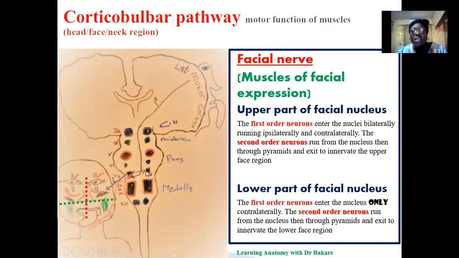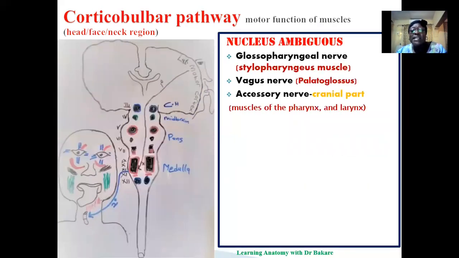Then the next one is the nucleus ambiguus. Nucleus ambiguus contains the nuclei of the glossopharyngeal, the vagus, and the accessory nerve. The way they run, the ones we've described, is also the way they run in the nucleus ambiguus. The first order neuron from the lateral part, when they get to the nucleus ambiguus, they run bilaterally, giving an ipsilateral branch and contralateral branch, and they go and innervate the structures that the named nerves innervate.